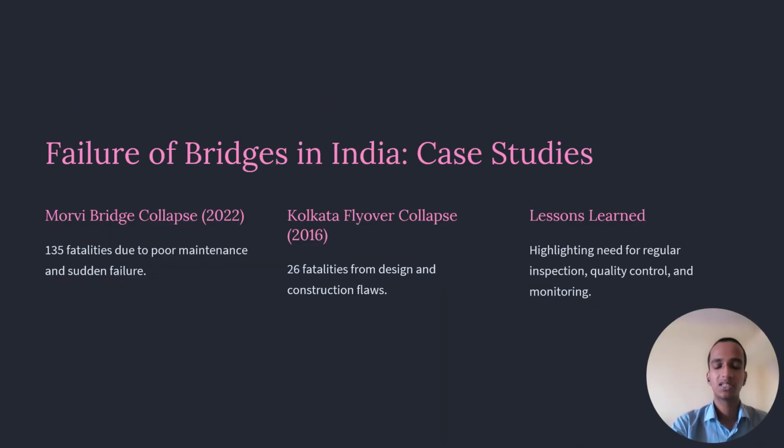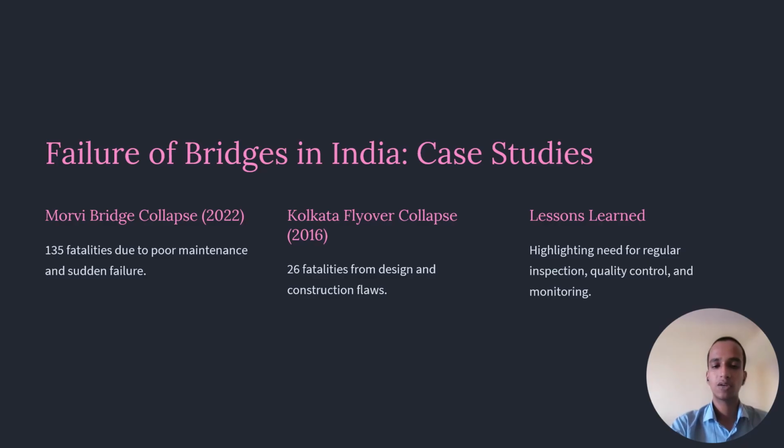Next is the failure of bridges in India. There are various types of failures of bridges. First example is the Morbi Bridge collapse in 2022. Almost 135 people died due to this. So we should be very well aware of what kind of material is used in our construction. We should give continuous monitoring, and the government should provide a quality inspector from time to time so that fewer accidents occur.